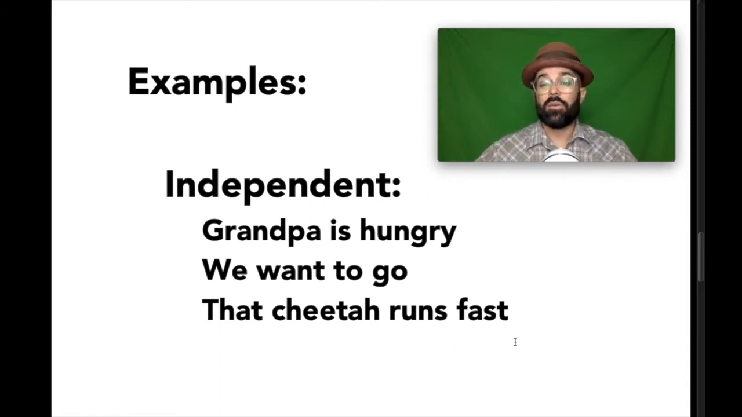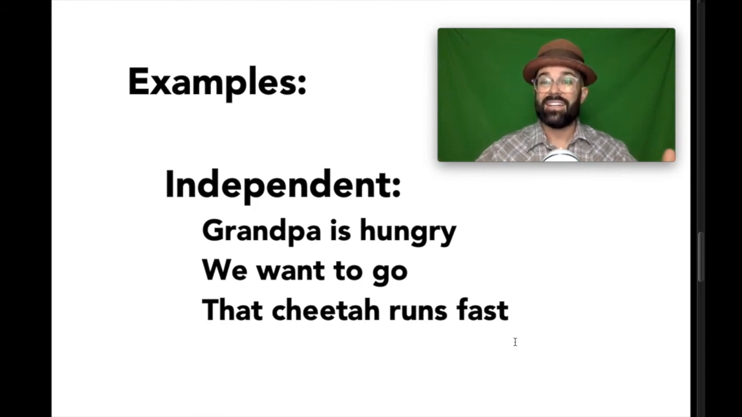Or, that cheetah runs fast. Once again, this could be a complete thought. It could stand all by itself and be a complete sentence. Cheetah is the subject, runs is the verb. Runs fast is the predicate. These are independent clauses. We could add other clauses to these. We could add another independent clause. We could add dependent clauses. But this, in and of itself, is independent. It can stand alone and be a complete thought, a complete sentence.